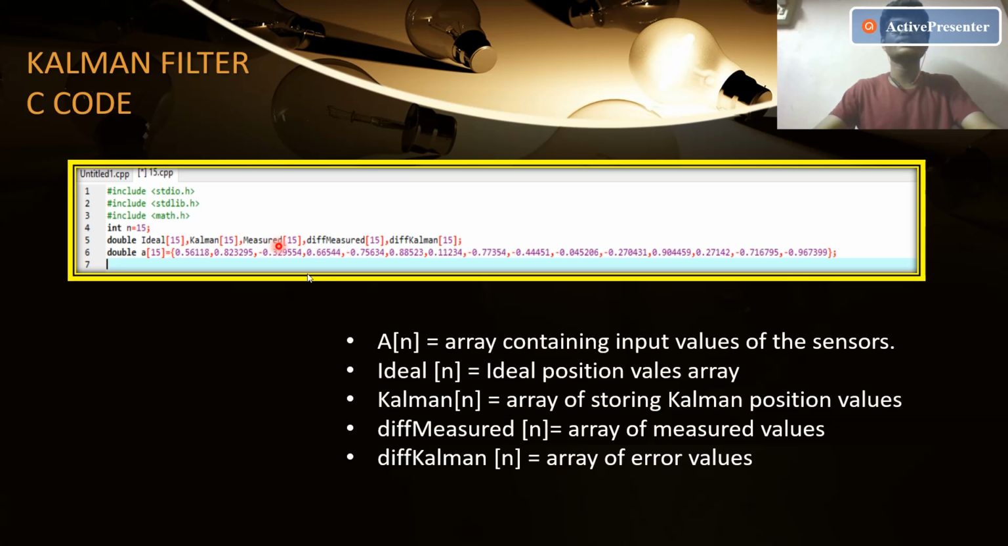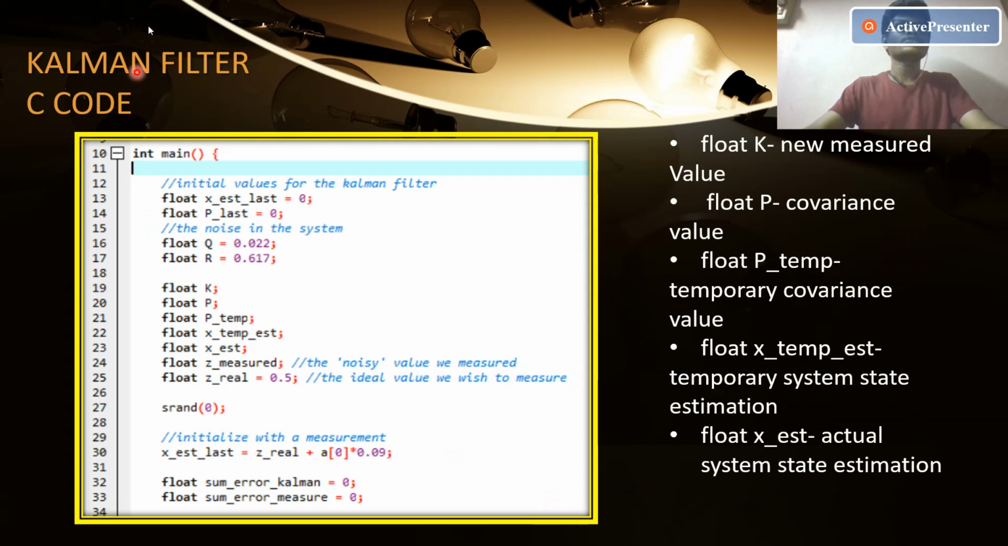Measured array is basically the measured error of the current iteration, diff measure. So diff measured array is nothing but the difference between the current iteration value as well as the previous iteration value. Then we have the difference Kalman array. This is nothing but the final array of all the errors present in the sensor readings. And finally, we subtract the error values from the expected values and then we get the correct output. So now let's dive into the main code of the Kalman filter.